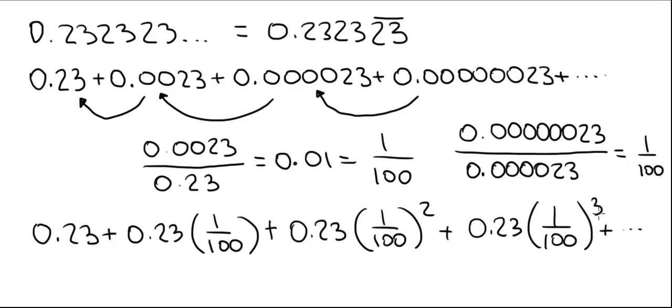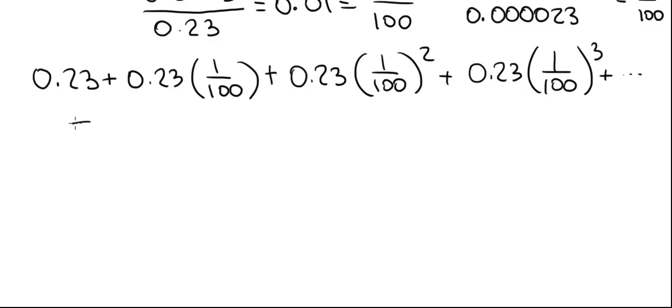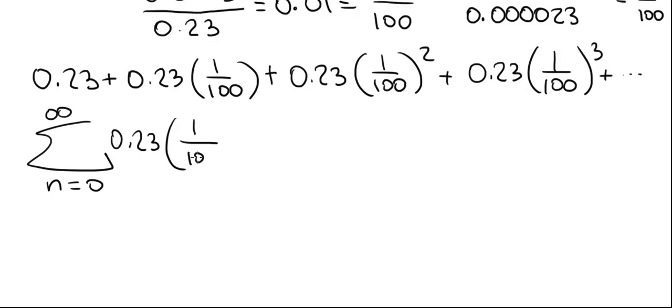And using summation notation, the sigma notation for series, we can write this as sigma n equals 0 to infinity of 0.23 times the common ratio 1 over 100 raised to the nth power. You can easily check that that in fact is the series. When n is 0, 1 over 100 to the 0 is 1, so that gives us just 0.23. When n equals 1, we get 0.23 times 1 over 100, and so on.